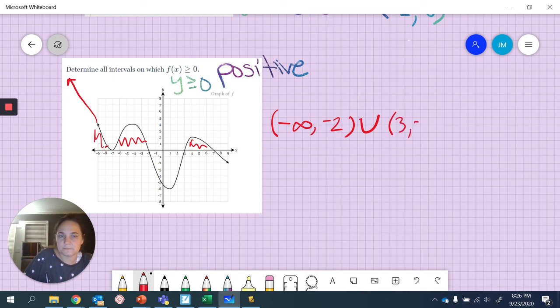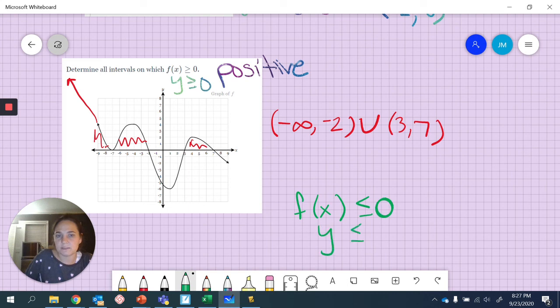Okay, now if they wanted to ask for the negative ones, they would say, where is f of x less than or equal to 0? That is saying, where is y less than or equal to 0? That's bad to put a symbol like that. This is looking for your negative interval, okay?